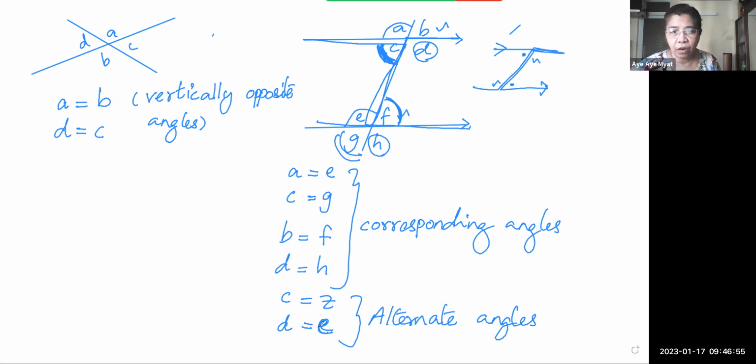The angles are alternative angles, look for it. Now look at this. 180 on a straight line. A, B, A, C, A, D, around a point is 360. Meet at a point.